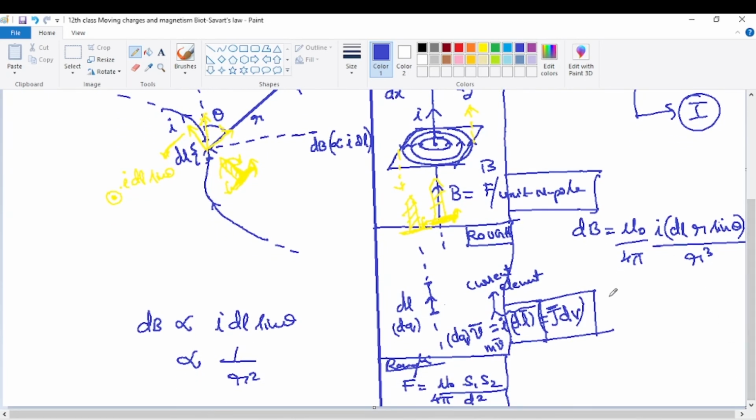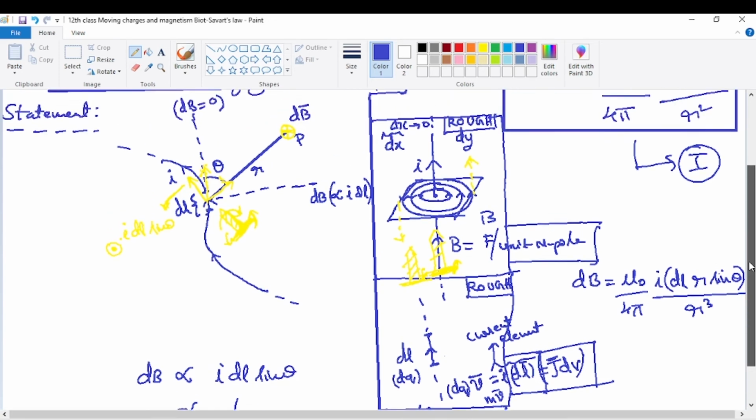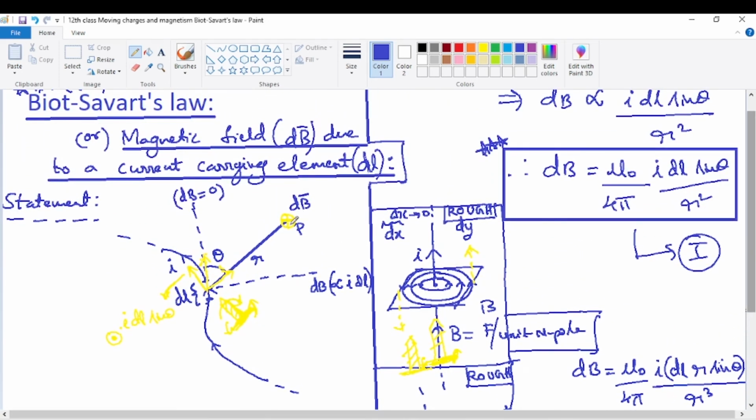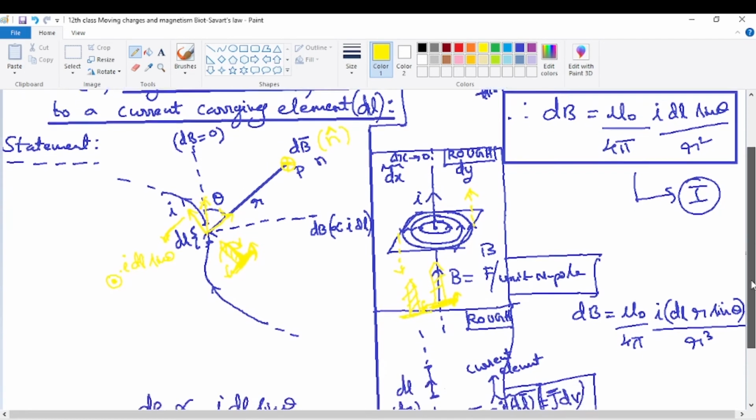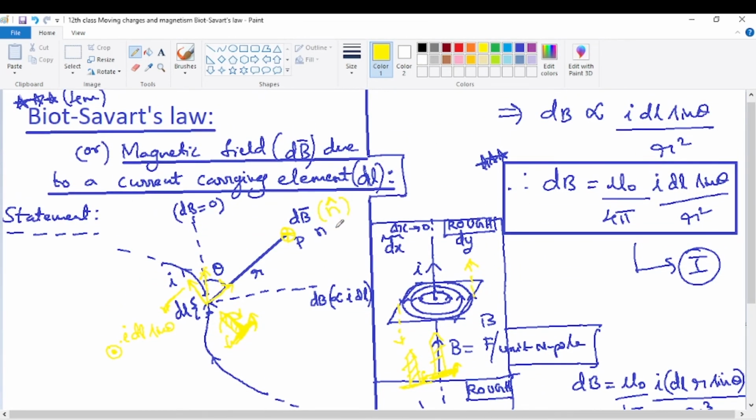Now in order to write this in vector notation, I'll do one thing. What is the direction of dB bar? We know it's directed into the plane of the screen here. That means it's directed normal to the plane containing the dl and r vectors. In the direction of the dB vector, I'll imagine a unit normal, say n cap, like this. If possible I'll eliminate this also, because the diagram should be as simple as possible. Otherwise I'll keep n cap as it is.